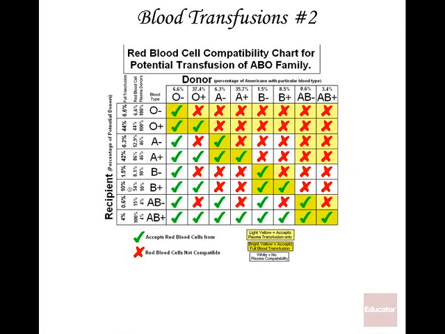Here's a little chart that you can study that tells you which one goes with which in terms of the donor giving it to the recipient. Like I said earlier, if the donor is O positive, like myself, I cannot give to O negative. But guess what? O negative can give to me. So if I'm the recipient, I can actually get O negative or O positive blood.